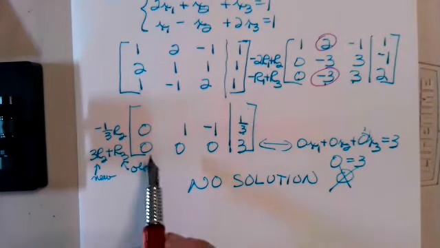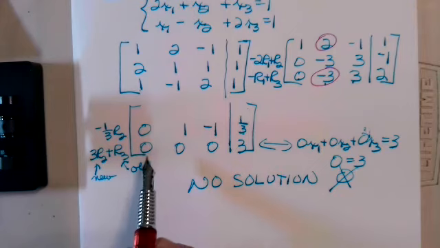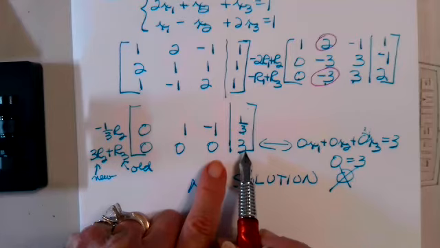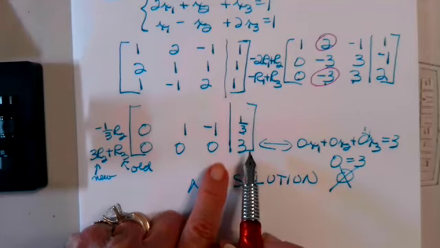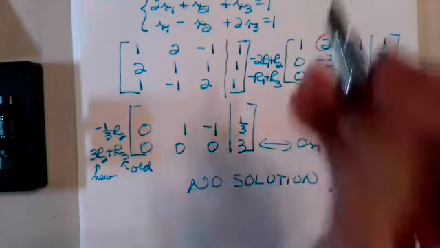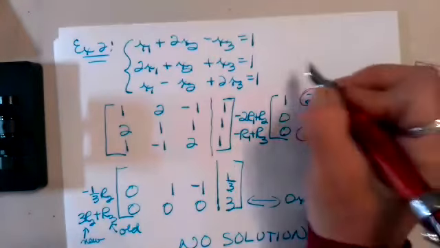How? When you see a row that turns out to be all zeros on this side and then a non-zero element at the end, when you see that, you know immediately to stop, there's no solution. Okay? So for this problem, there's no solution.